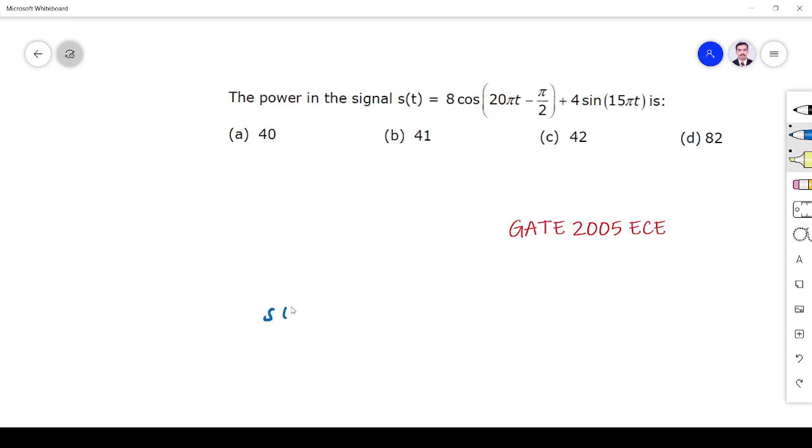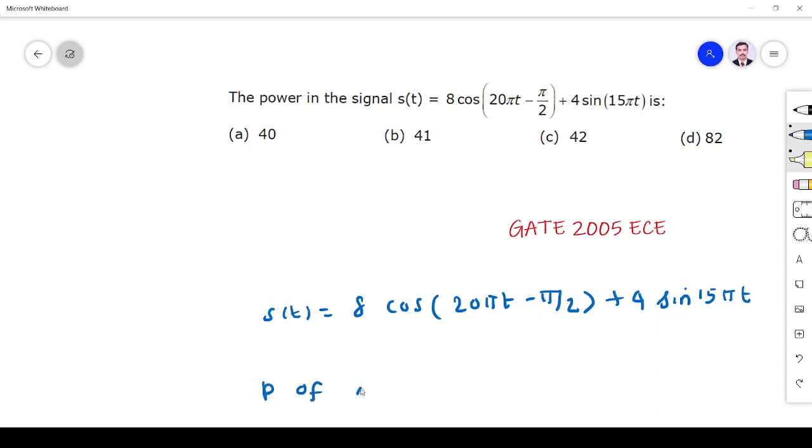So what have they given? They have given the signal s(t) is 8 cos(20 pi t - pi/2) + 4 sin(15 pi t). So we know the power of A cos(omega t + theta) is equal to A squared by 2.